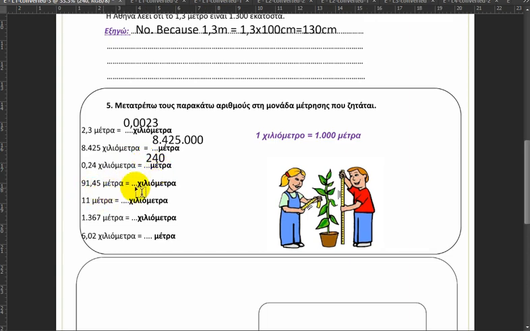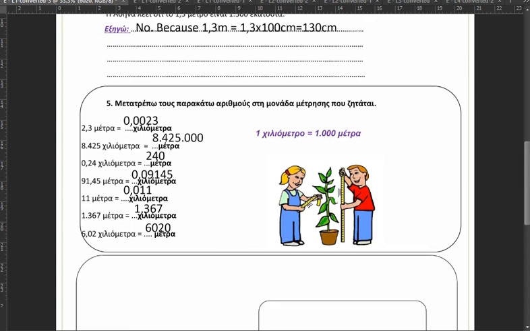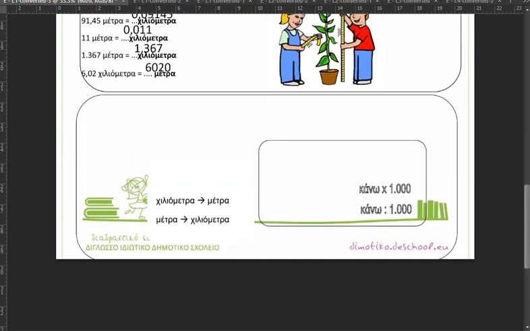Next up, we're going from kilometers to meters, so I'm multiplying this by 1,000, and I get 240. From meters to kilometers, I divide, so I get 0.09145. From meters to kilometers, so I'm dividing this by 1,000, and I get 0.011. From meters to kilometers, so again I divide this, and I get 1.367. From kilometers to meters, so I multiply this by 1,000, and I get 6,020.